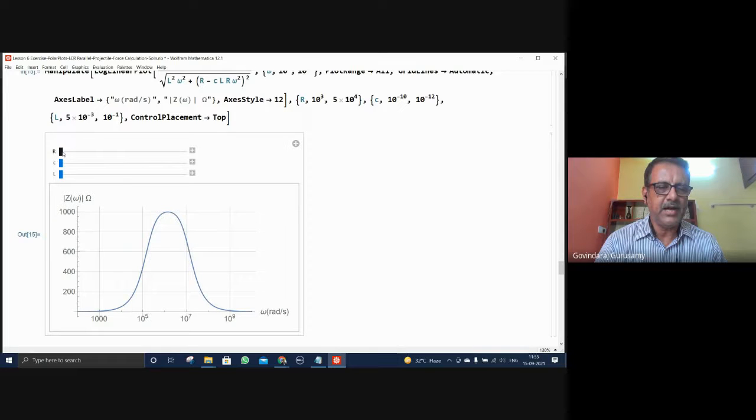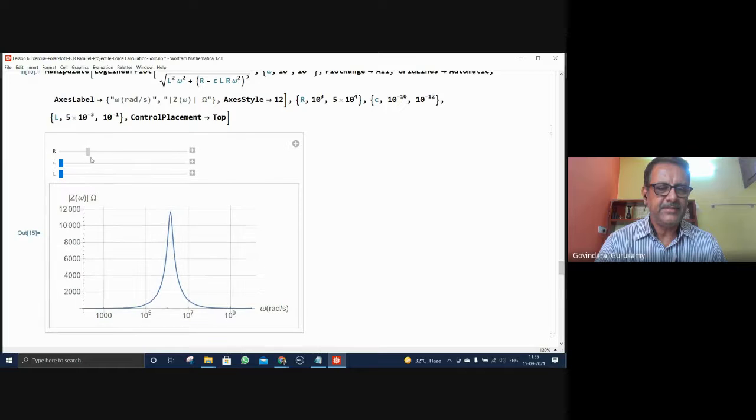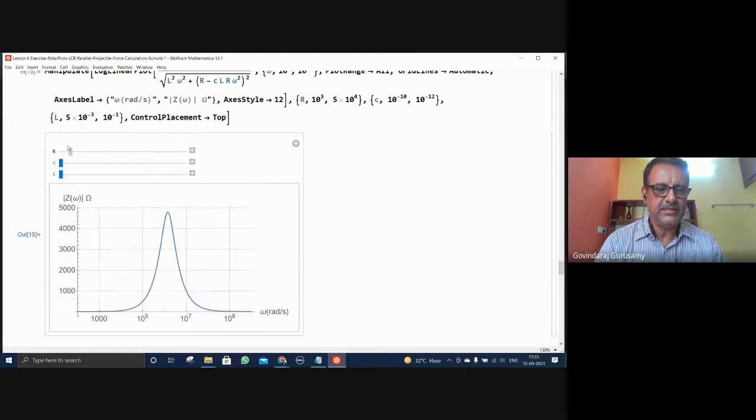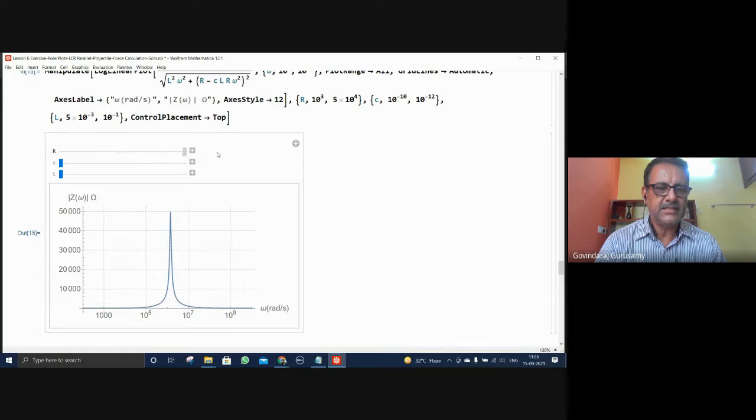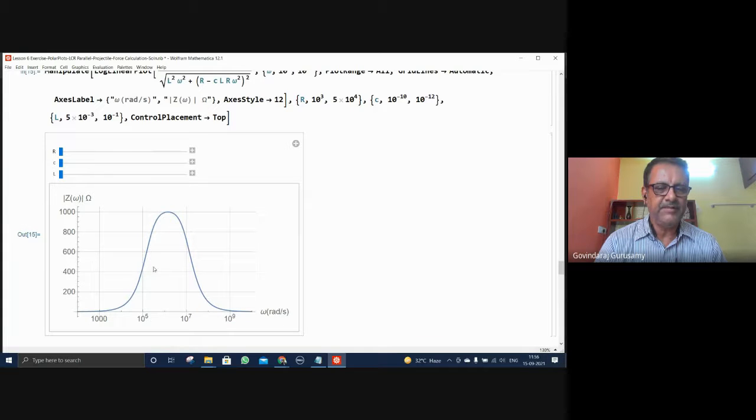And if I change R, R is going up. You see, it becomes sharper and sharper. But if you look at the current, it will go down because its impedance becomes very large. The R doesn't have any influence on the peak, but it has an influence on the width, the full width half maximum.